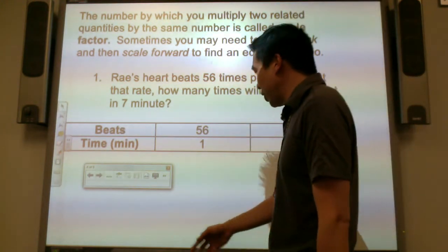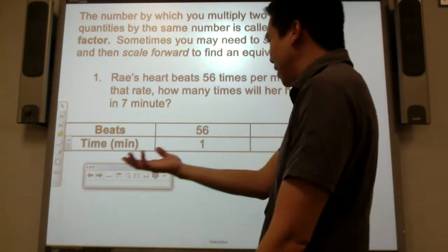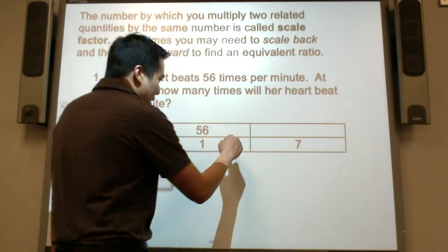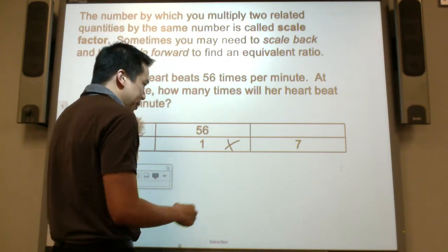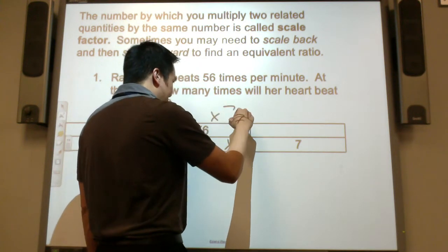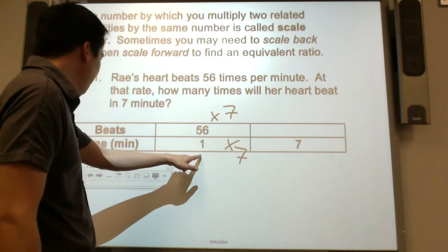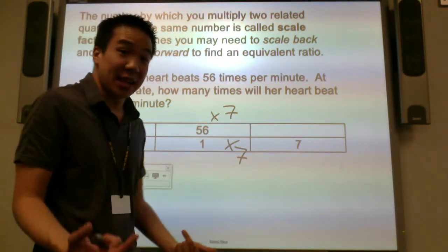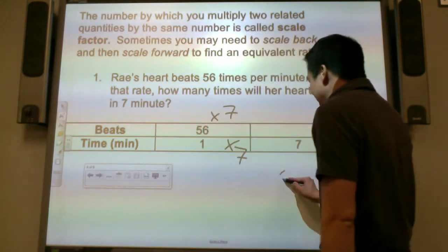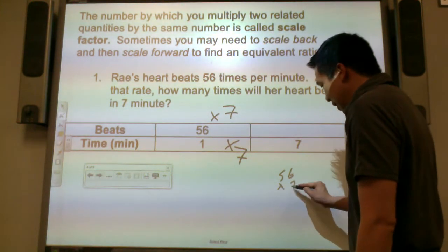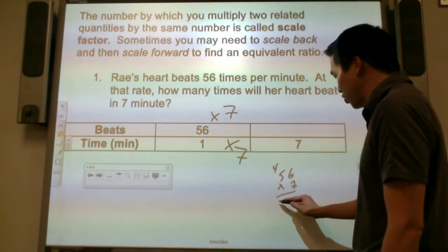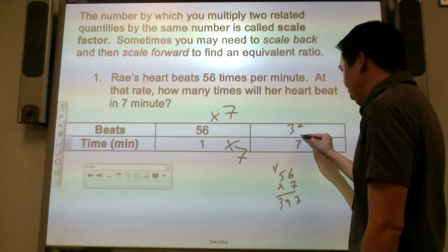All right, so are we going to build it up or break it down? Scale it forward or scale it back? I think we need to build it up. So I think I need to multiply by 7. For 1 minute to 7 minutes, I need to multiply by 7. That's the scale factor, by the way. So what is 56 times 7? 7 times 6 is 42. Carry the 4. 7 times 5 is 35, plus 4 is 39, so 392.